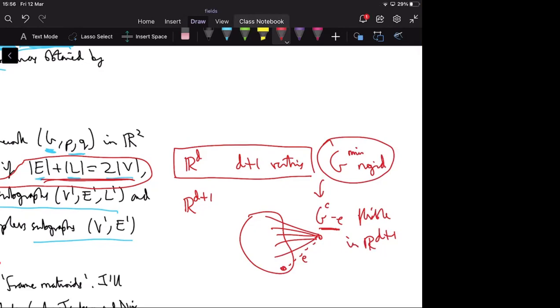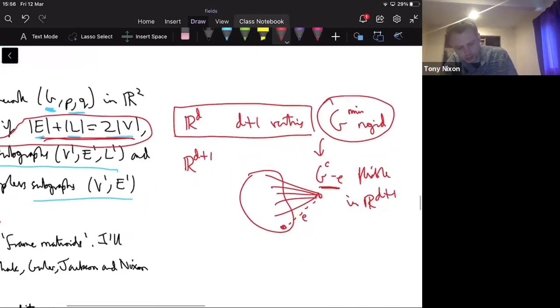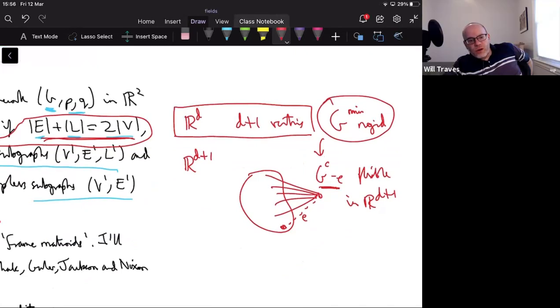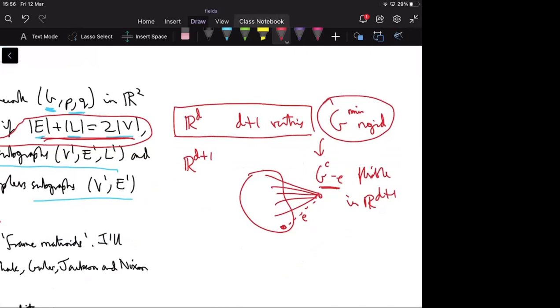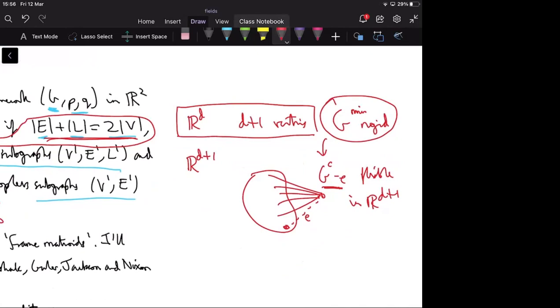I'm asking if, for this G cone minus E, there is an equivalent framework in D+1 dimensions. What do you mean by equivalent framework? It means every edge is the same. So you can change the length of the missing edge E. By changing the length of E, you can actually get a framework in a higher dimension, so from R^D to R^(D+1).